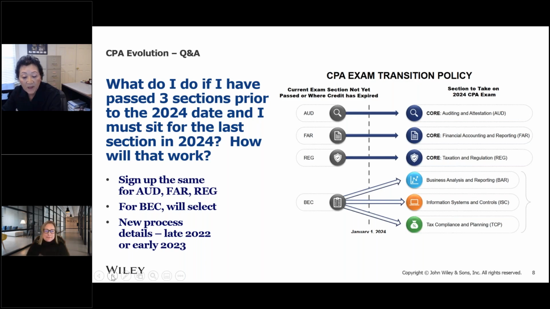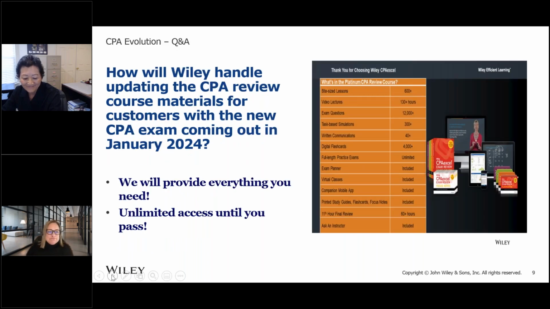Now, the details for those who have an outstanding NTS, notice to schedule, as of December 31st, 2023, have not been released at this point. My guess is that the NTS would automatically be bumped to the new section unless it is for BEC, which requires that a choice be made. They have told us that the information along with the application process for the new exam are expected to be released late this year or early next year. Interesting.